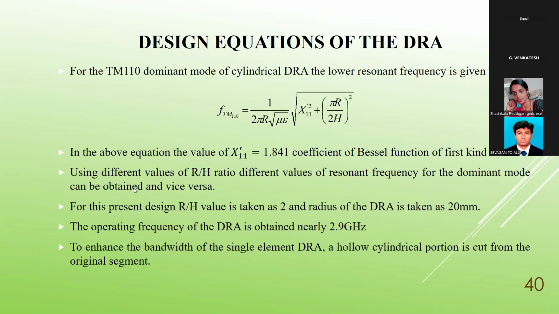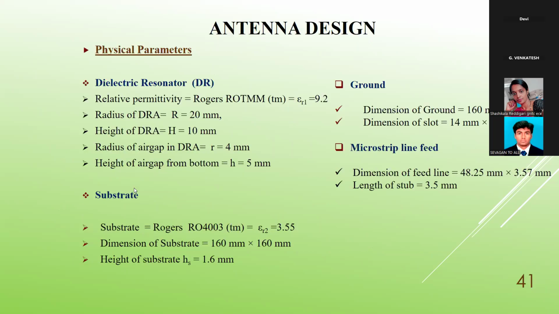In the next few slides, coming to physical parameters, the dielectric resonator specification is like this. Here we have considered 9.2. I told you below 10 also we are considering. Rogers 9.2 is considered. Radius capital R is 20 mm, height of the DR 10 mm, the radius of the air gap is 4 mm, and height of the air gap is 5 mm.